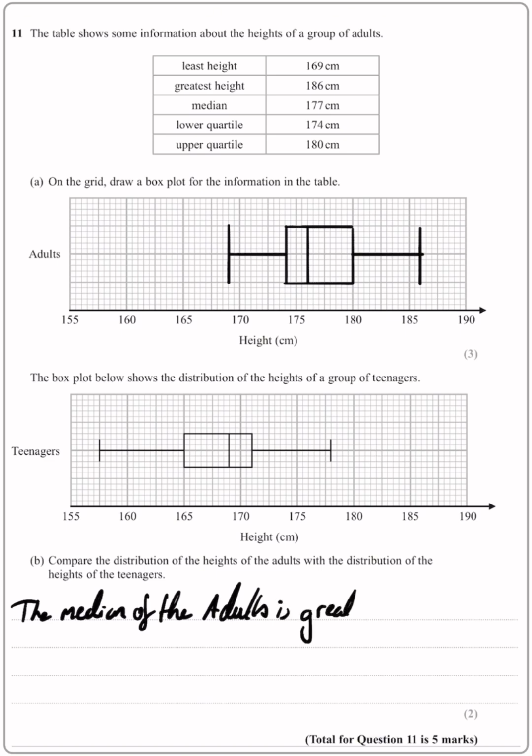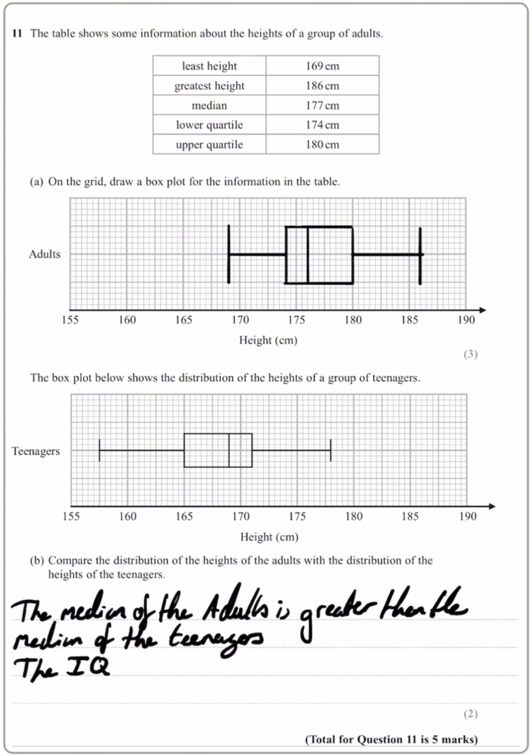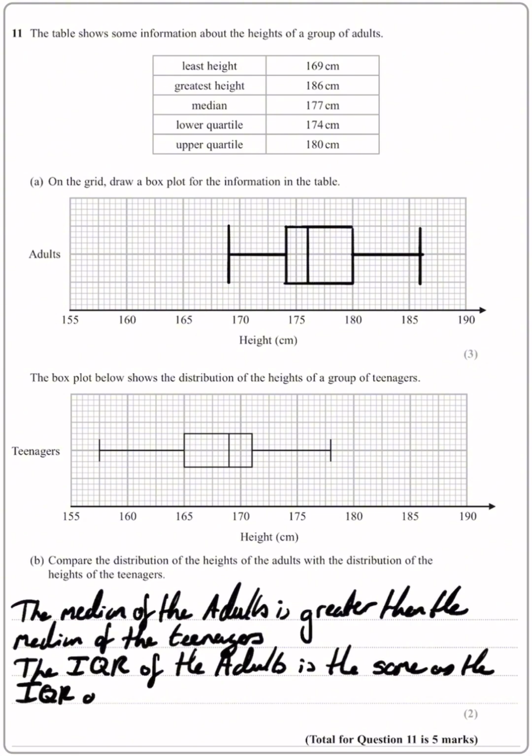For the median, well, the median of the adults is higher, is greater than the median of the teenagers. So that's my first comparison. My second comparison, you could do overall range, but I've chosen interquartile range. If you calculate them, they're actually the same. So the interquartile range of the adults is the same as the interquartile range of the teenagers. So the spread of heights of that middle chunk is exactly the same.